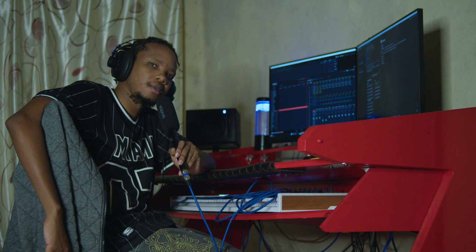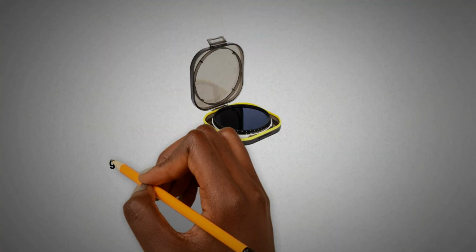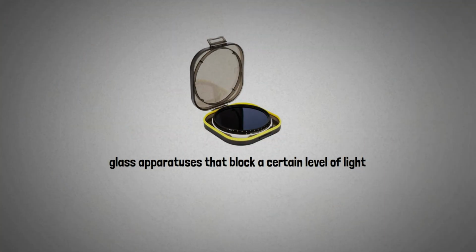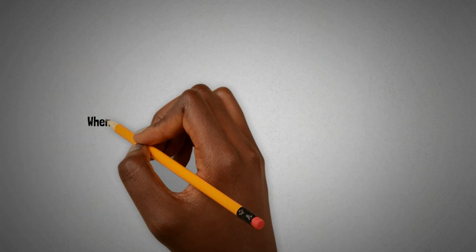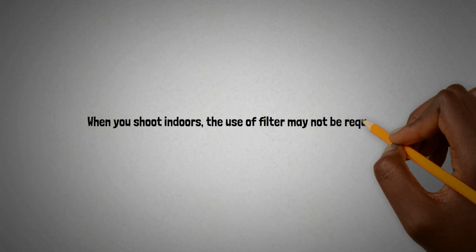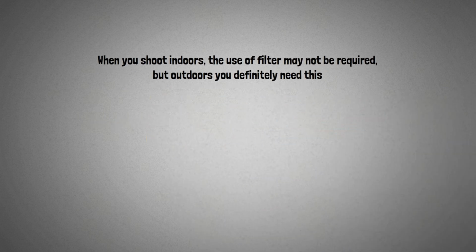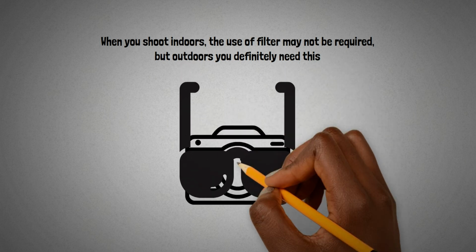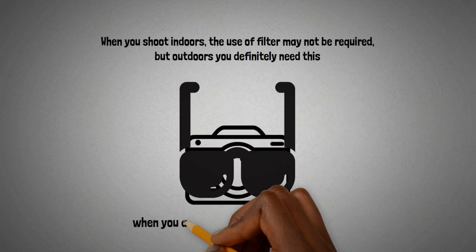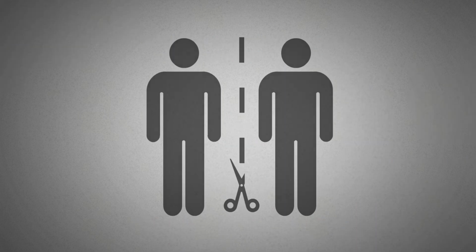What do you say? ND filters are glass apparatus that block a certain level of light transmission through your camera lens. When you are indoors, the use of filters may not be required, but outdoors, you definitely need this. Consider ND filters like sunglasses for your camera. When you are outside, you really need them, compared to when you are inside.